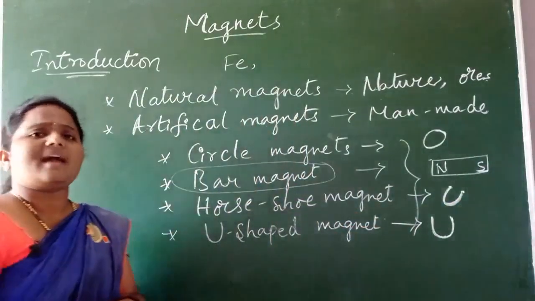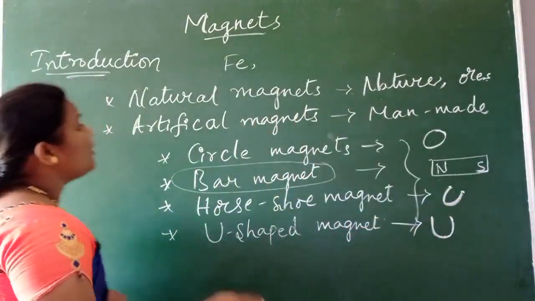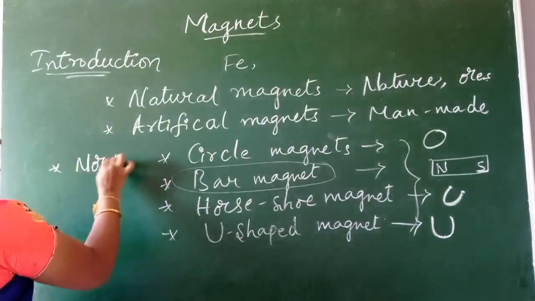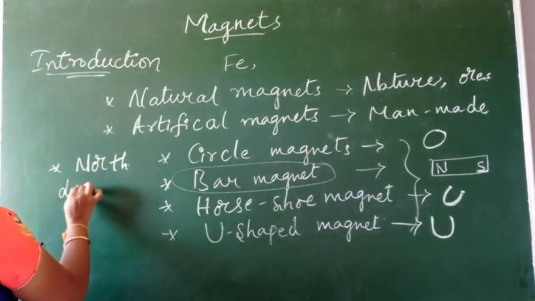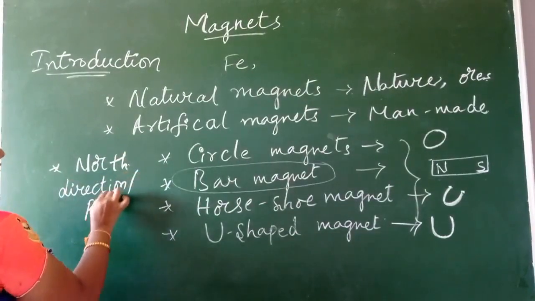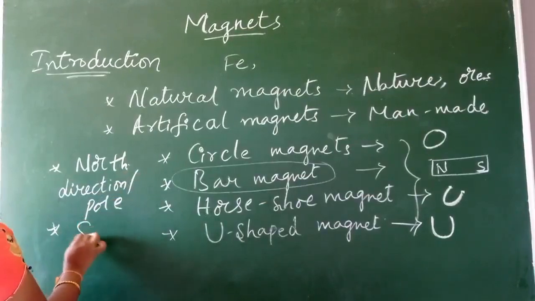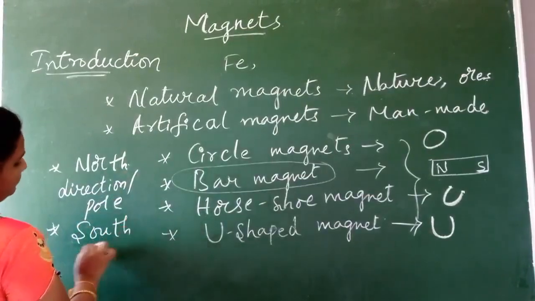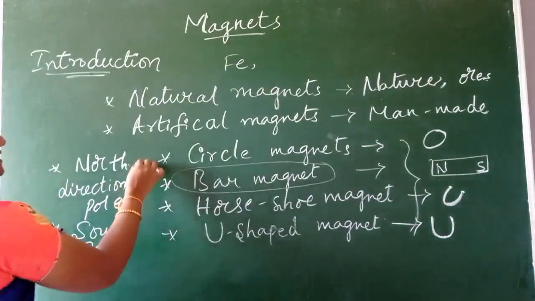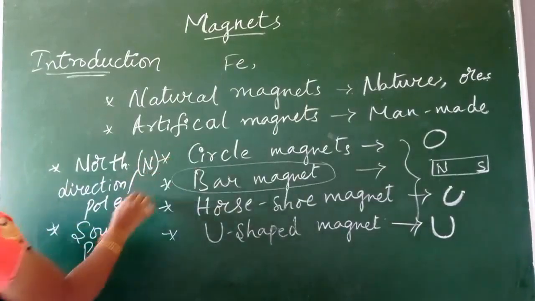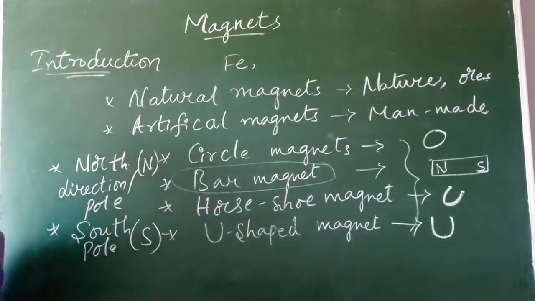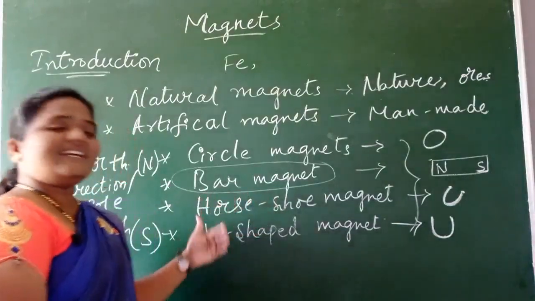When we take any magnet, children, it consists of two directions. Isn't it, children? One is the north direction, that is north pole. And the second one is what? South pole. Because of this reason, children, the north pole is always represented by the letter N and the south pole is represented by the letter S. Isn't it, children? Is it clear, children?